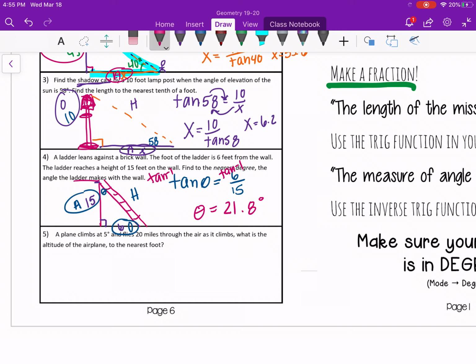And then the last one, a plane climbs at 5 degrees and flies 20 miles through the air. What is the altitude of the plane to the nearest foot? So this is a small word problem to give you all the information right away, but there's a lot of key points in here that we need to identify.